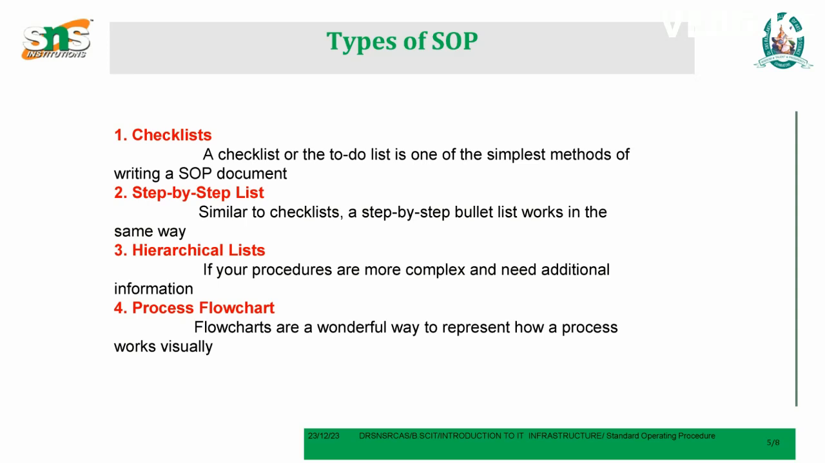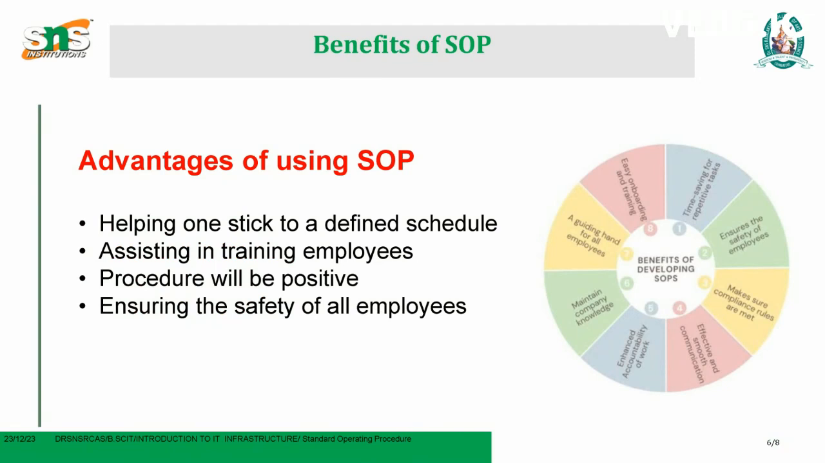Checklist. A checklist or to-do list is one of the simplest methods of writing an SOP document. The second one is step-by-step, which is similar to a checklist. A step-by-step bullet list works in the same way. Then is the hierarchical list. If your procedures are more complex and need additional information, then you can go for a hierarchical list. The fourth one is the process flow chart. Flow charts are a wonderful way to represent how a process works visually. So that's why we go for a process flow chart.